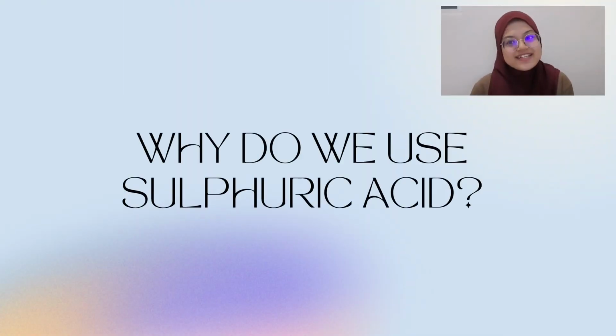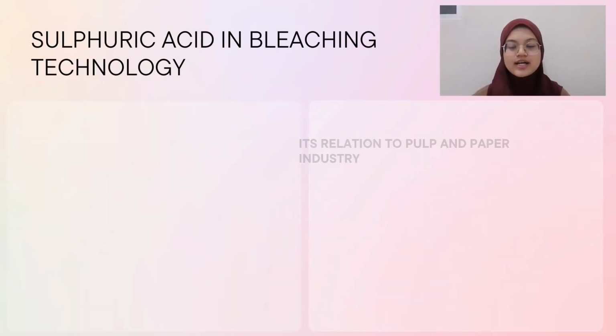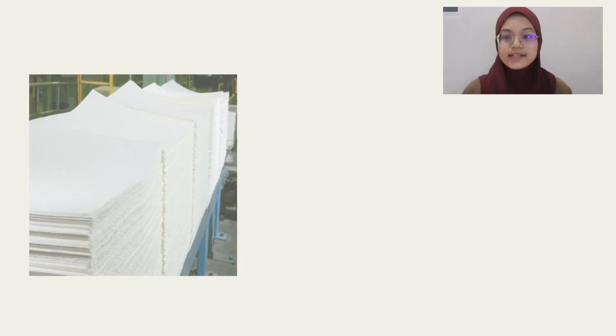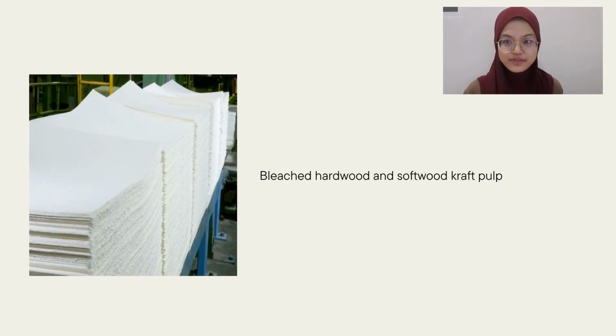Why do we use sulfuric acid? Sulfuric acid is used in bleaching technology, where inorganic peroxide acids are used for the bleaching of pulp and detoxification of cyanide in the mining industry. This relates to the pulp and paper industry, where hardwood kraft pulp is bleached using sulfuric acid. Hardwood and softwood kraft pulps were treated with dilute sulfuric acid. This is a picture of bleached hardwood and softwood kraft pulp.